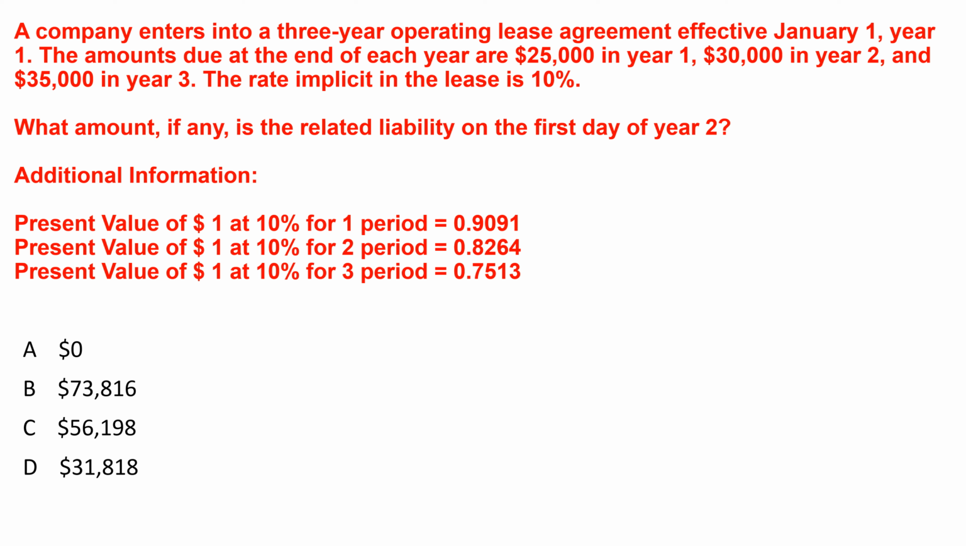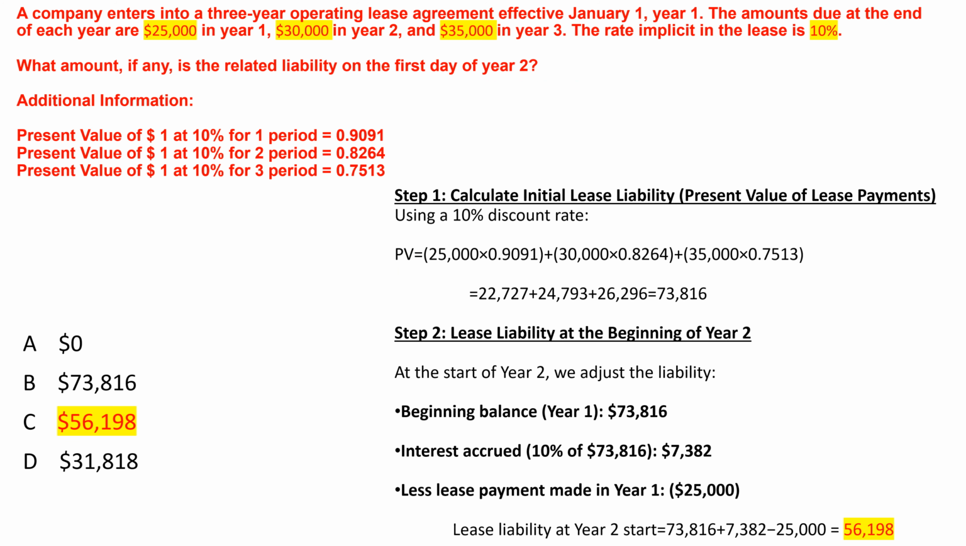The correct answer is C. There are 2 steps in solving this question. The initial lease liability is $73,816, calculated as the present value of all lease payments using a 10% discount rate. See Step 1 for detail. And at the start of year 2, the lease liability is $56,198, calculated by adding 10% interest to the initial balance of $73,816 and subtracting the year 1 payment of $25,000. See Step 2 for detail.